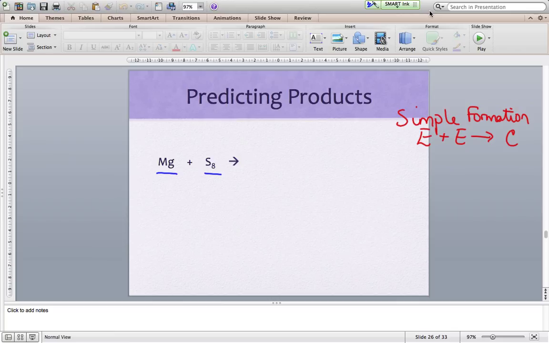So, after you've decided, okay, this is a simple formation reaction, I've got a metal plus a nonmetal, it's going to be an ionic compound, well, what's now the formula and the name for this compound? Magnesium being the cation, sulfur, when it's an anion, remember, changes its name to sulfide. So the name of the product will be magnesium sulfide, whether you spell sulfide with a PH or an F.